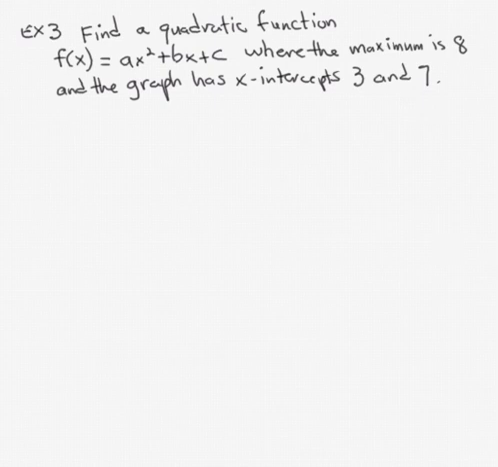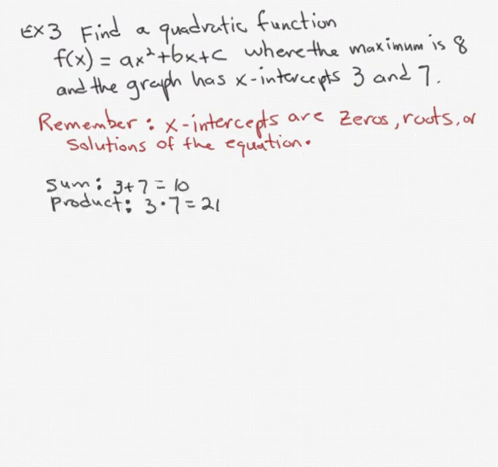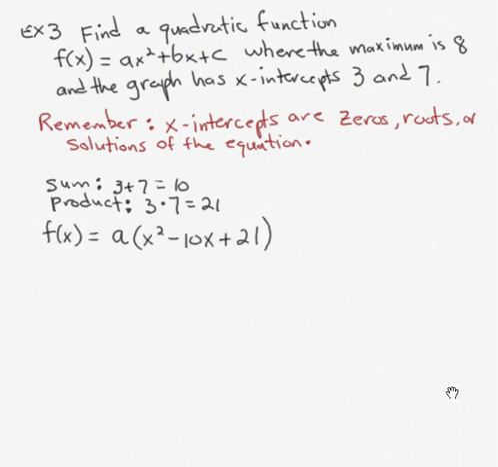The other thing that tells us, though, is where my graph crosses the x-axis, those are my zeros, roots, or solutions to my equation. So let's start by adding those numbers and multiplying those numbers. 3 plus 7 is 10. 3 times 7 is 21. So if I go back to the theorem we learned at the beginning of this lesson, my equation is something times x squared minus the sum of my solutions, which is 10 times x, plus the product of my solutions. If we knew what a was, we would be finished.